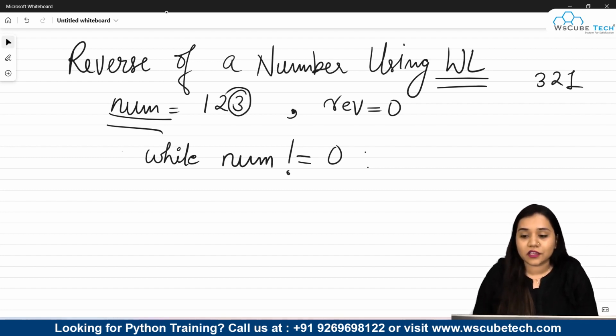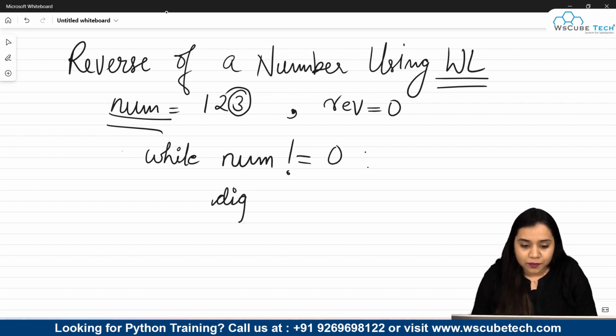How to obtain 3 over here is very simple. We will use the modulus function. How to use the modulus function is we will be using this number that we will be creating a digit. We will be getting a digit. This digit, how to get this digit? We will be writing 123.